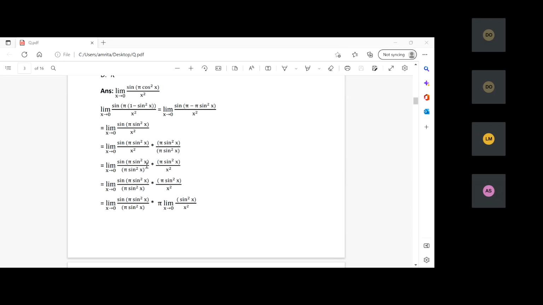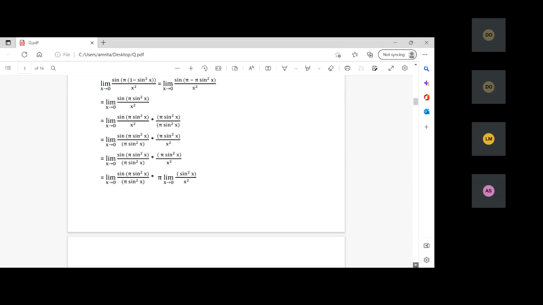It will be 1. Similarly, here also it will be sine square x by x square. Here also the term will be 1. So you can just take this pi outside. You can have two terms with these limits. It will be limit x tends to 0, sine of pi sine square x by pi sine square x multiplied by pi into limit x tends to 0, sine square x by x square.